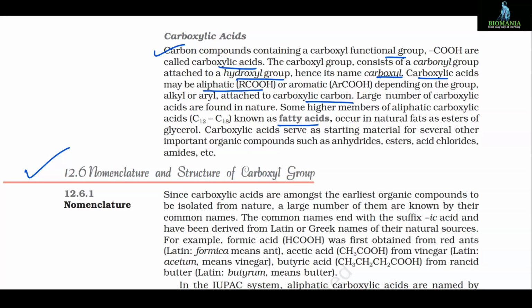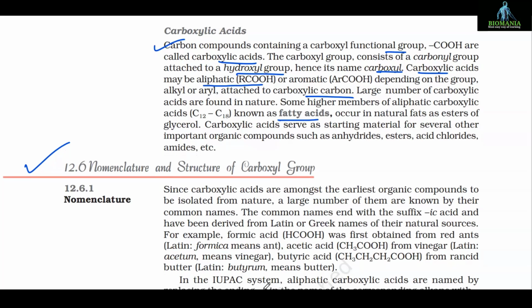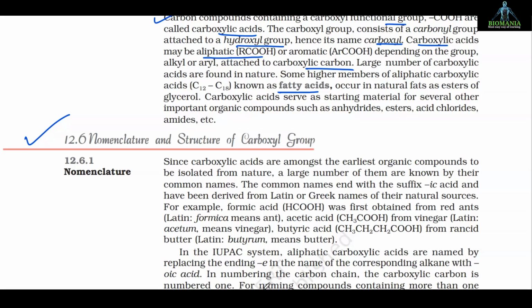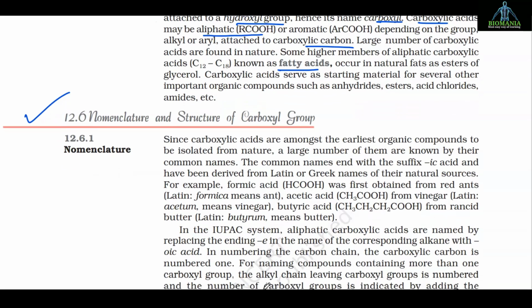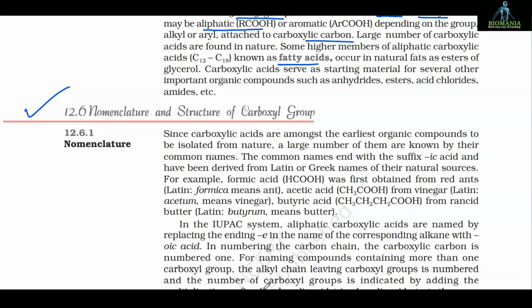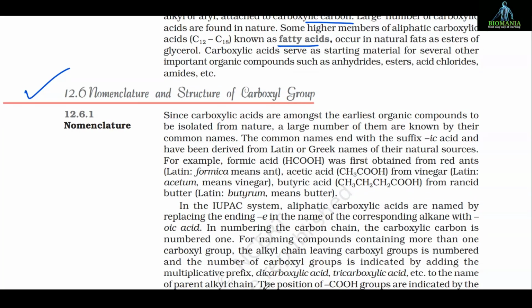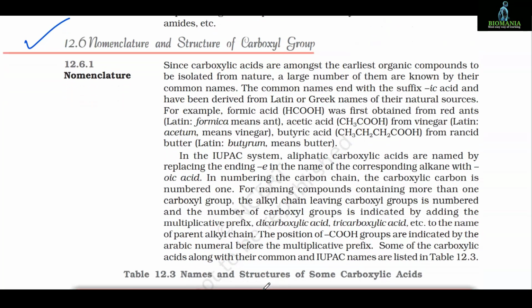12.6.1 Nomenclature. Since carboxylic acids are among the earliest organic compounds to be isolated from nature, a large number of them are known by their common names. The common names end with the suffix -ic acid, and have been derived from Latin or Greek names of their natural sources. For example, formic acid, HCOOH, was first obtained from red ants. In Latin, formica means ant. Acetic acid, CH3COOH, from vinegar; Latin acetum means vinegar. Butyric acid, CH3CH2CH2COOH, from rancid butter; Latin butyrum means butter.